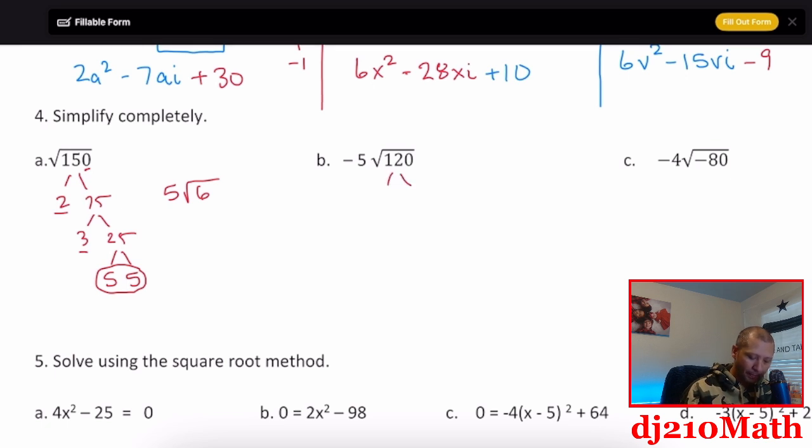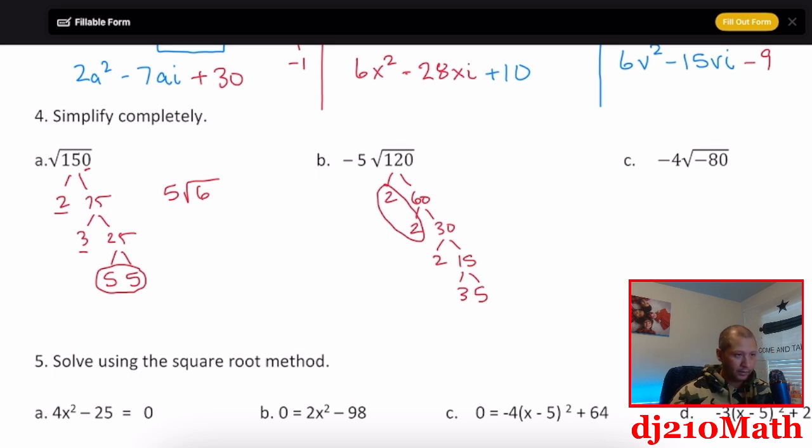B. Again, an even number. So 2 and 60. 2 and 30. 30 is 2 and 15. 15 is 3 and 5. So here we have a pair. That's going to come out as a single 2 and get multiplied against the 5 outside. So negative 10, right, because 2 times 5. And then all the singles stay inside the square root and get multiplied. 2 times 3 is 6. 6 times 5 is 30.